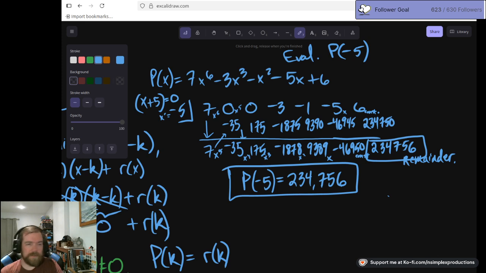And if you don't believe me, you can always go over to Desmos or plug it into your own calculator or whatever. Don't use ChatGPT for this stuff. It's too easy.